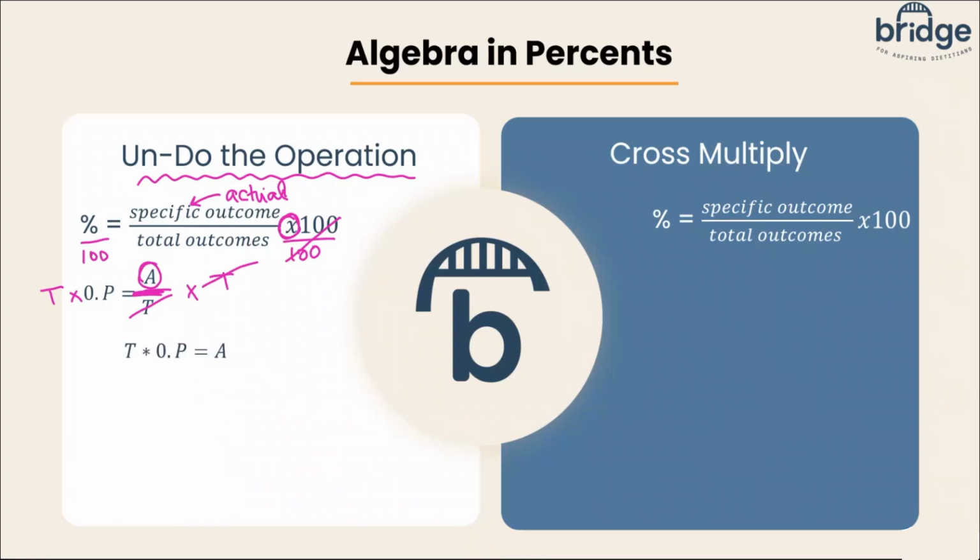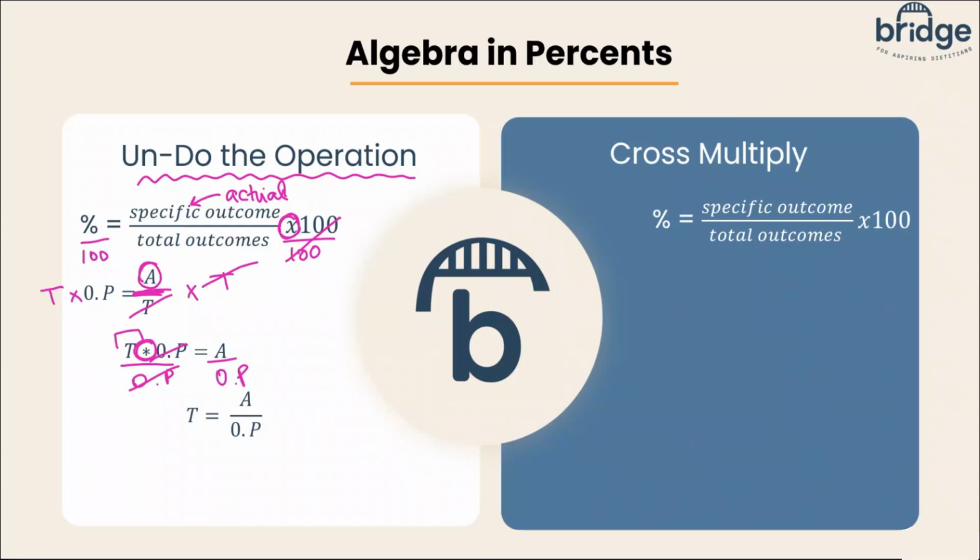Okay, but maybe the problem wanted you to solve for total outcomes. How would we solve for total outcomes? Well, to solve for total outcomes, we need to undo this multiplication again. And the opposite of multiplication is division. We would need to divide both sides by our decimal percent here. And when we do that, the decimal percent cancels out, and we'll be left with our equation that total outcomes is equal to actual outcomes divided by our decimal percent.